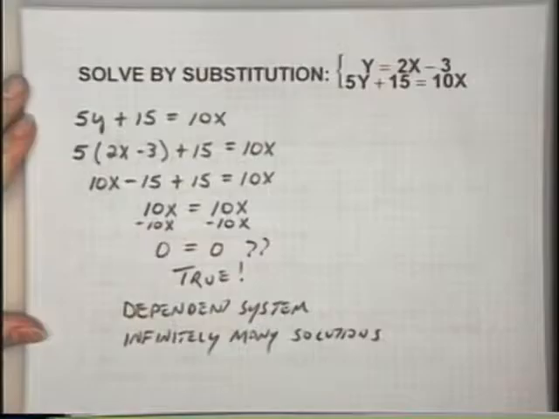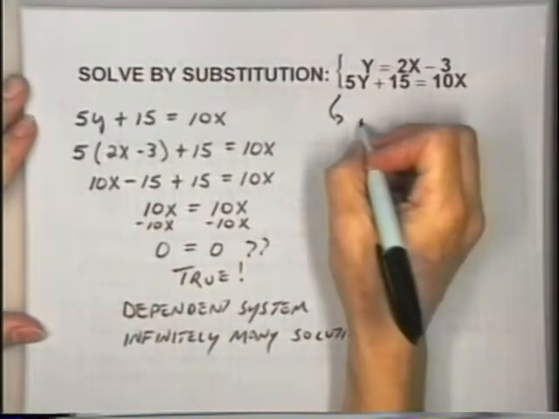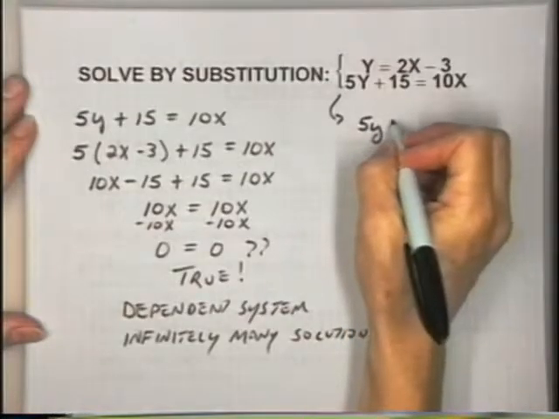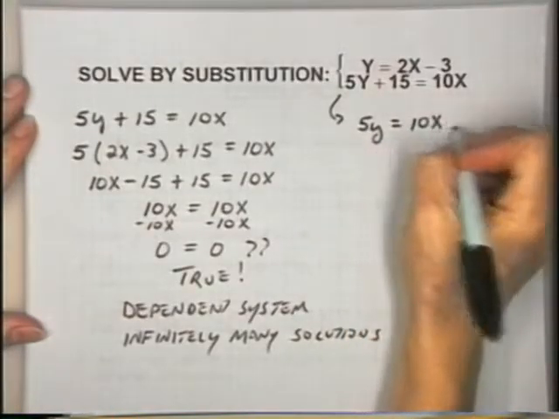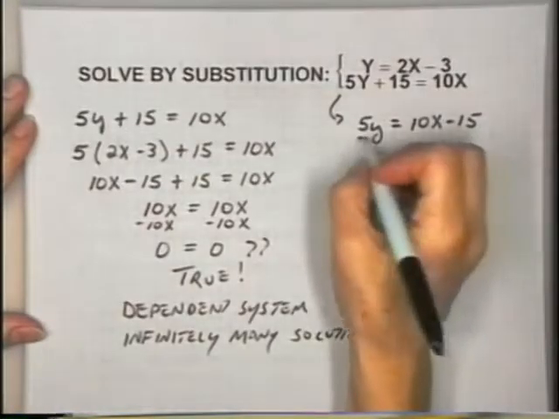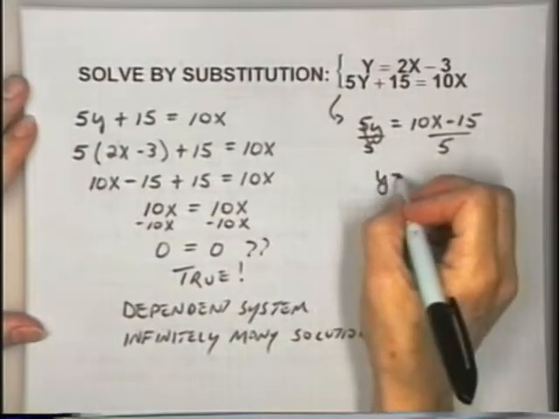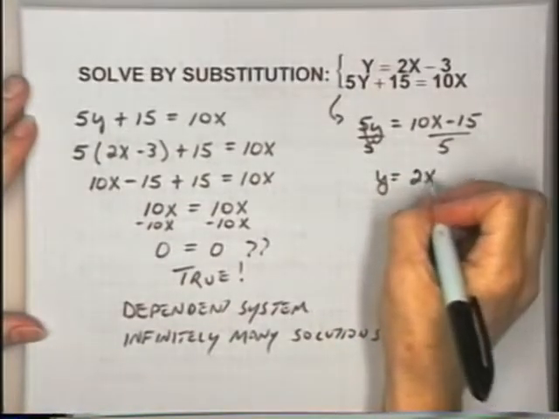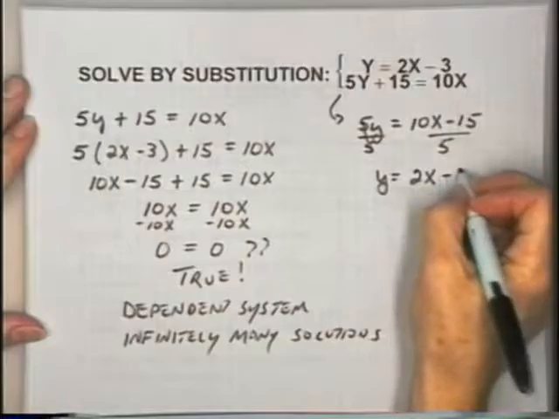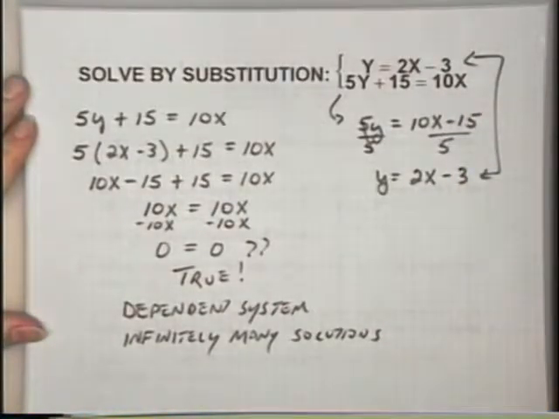Graphically, this means these are the same lines. I want to show you if we take this second equation and solve for y, if I subtract that 15, I have 5y equals 10x minus 15. Let's divide both sides by 5 and see what happens. I have y equals 5 into 10 is 2x. Negative divided by positive is a negative 3. Look at that. This is basically the same equation, isn't it? So if we did graph these, we would in fact have the same line.